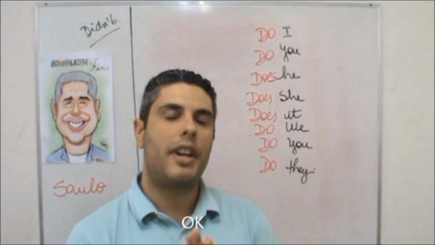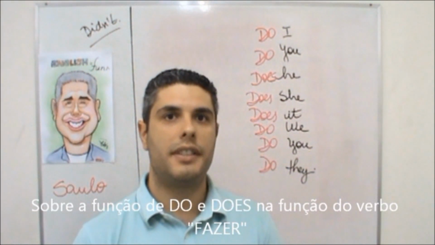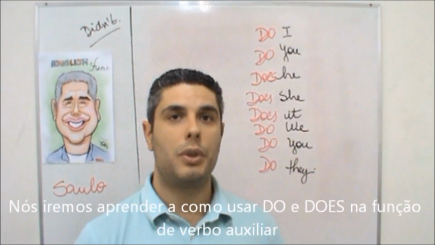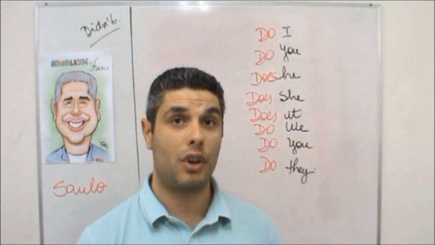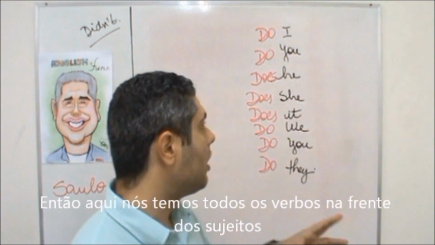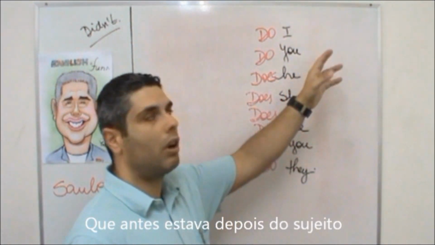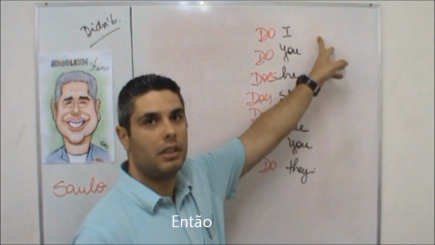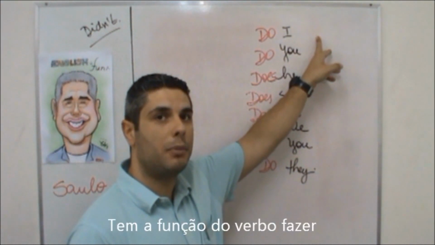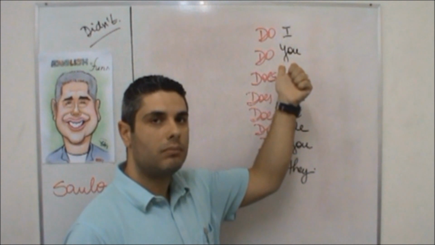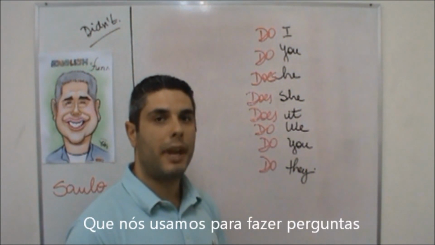Okay, and now that you have already learned about the function of do and does as the verb to do, we are going to learn how to use do and does as an auxiliary verb. Here we have all the verbs in front of the subject that before was after the subject. After the subject, it has the function of the verb to do. Before, it becomes an auxiliary verb that we use to make questions.